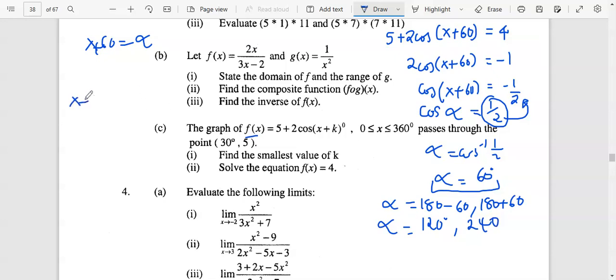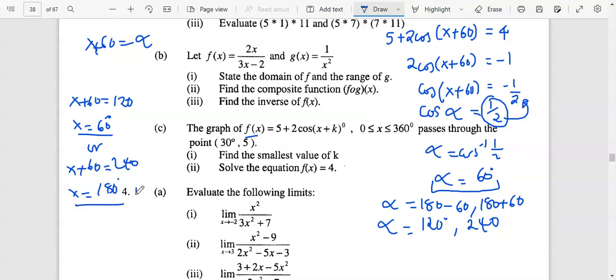So we'll say x plus 60 is equal to 120. So that means x is going to give us 60 degrees, or x plus 60 is equal to 240. Meaning that x is going to give us 240 minus 60. What do you get? Is that 180? So these are going to be the values of x.